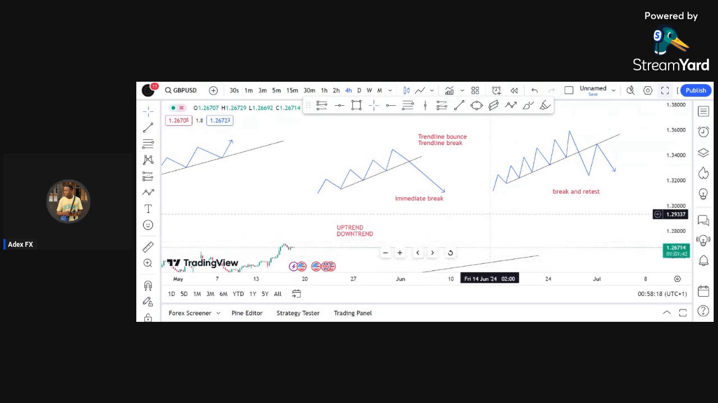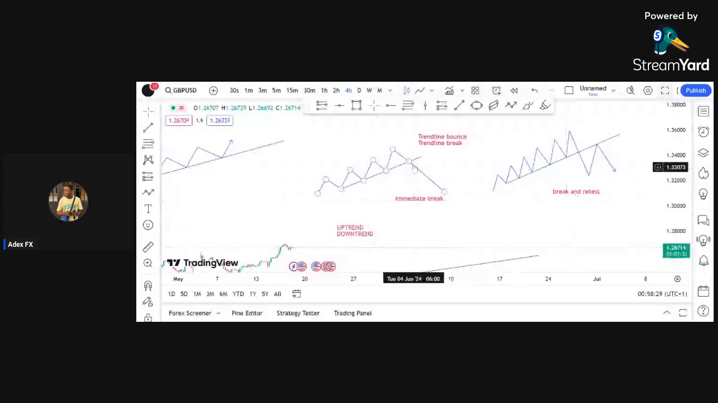So this is how to trade trend line. You can trade trend line off the bounce or the break. We have two types of break. We have the immediate break and we also have the break and retest. About the immediate break, if you can't keep up, don't go for immediate break because it's going to be so volatile. Let's assume that you enter at this point, you are waiting for the market to go in your favor and the market just retests. So it is not a good point of entry.